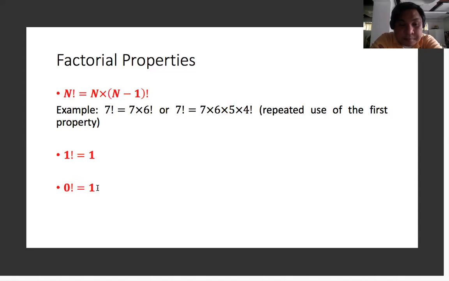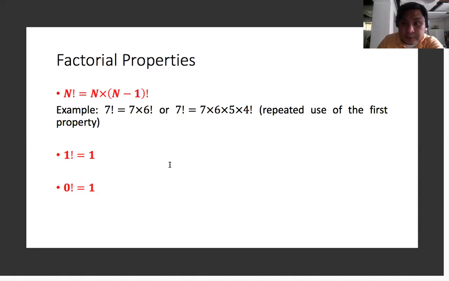Okay, so please remember these 3 properties. The second one, very easy to remember. It's just the first and the last one, which would be quite critical to remember. Of course, with technology, you can go straight and compute for factorials.